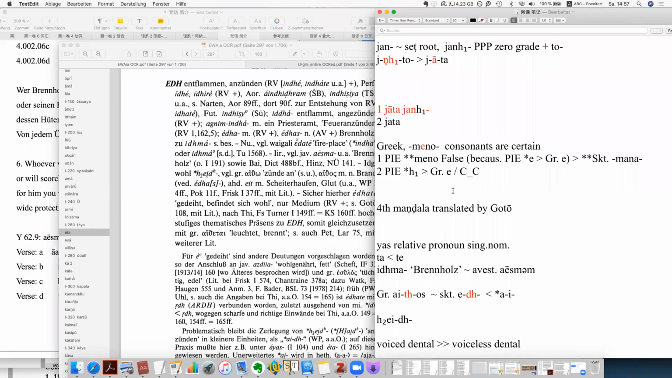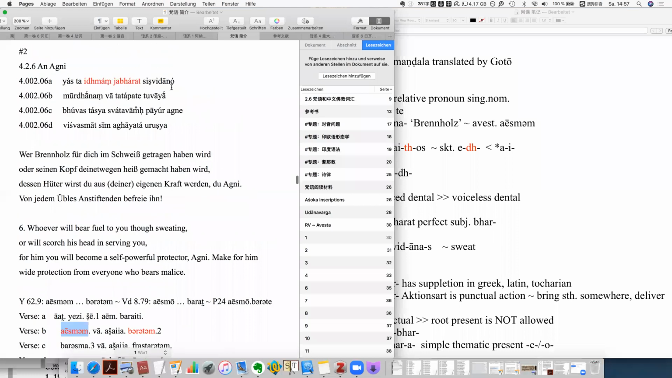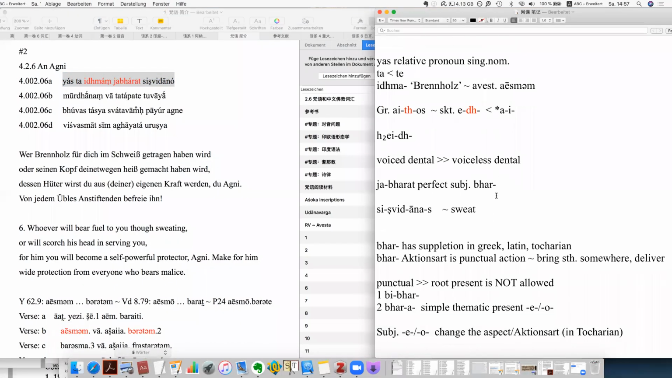And then we read one sentence, this one in the Rigveda, and next time we're going to explain the perfect forms.